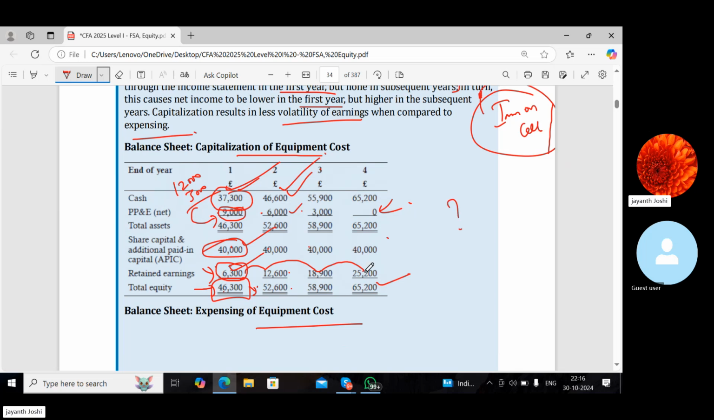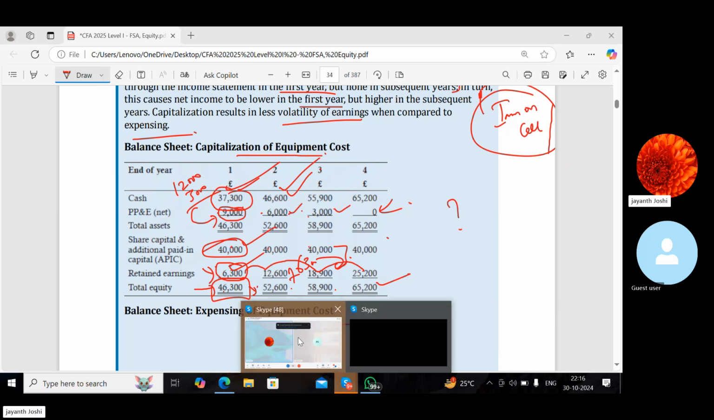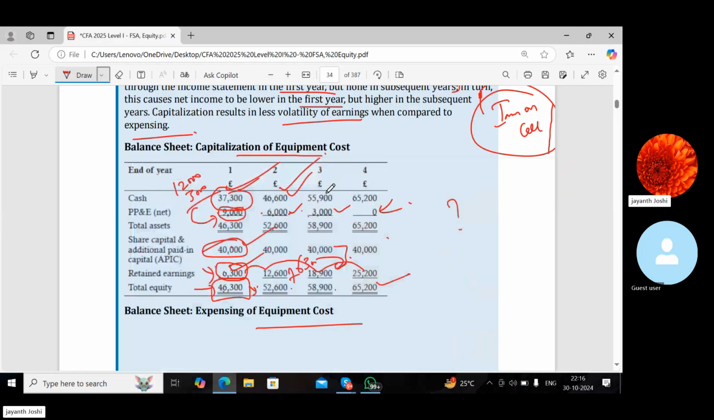Prithvi, are you understanding what I'm saying? Third year, again my retained earnings get added to this. Retained earnings of 6,300, I get this balance. 40,000 plus this is 58,900, minus the property, plant and equipment 3,000 after depreciation, I get my cash balance. Again, 65,200 is retained earnings of all the four years added up, and then from that I remove 0, I get 65,200.